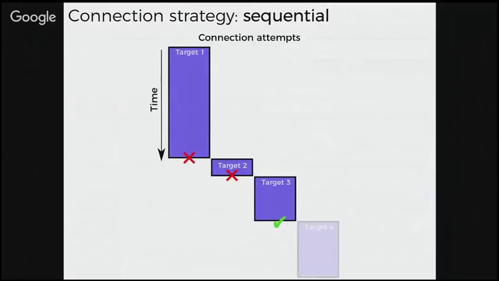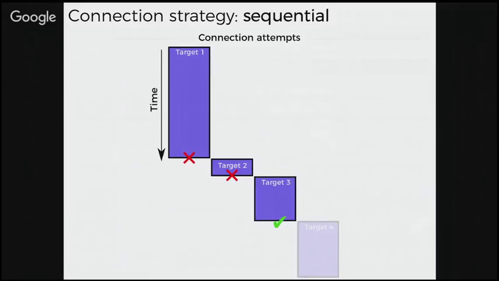There's a few different strategies we could do to handle all these different connection things. So one is you just go through them one at a time, right? So you try the first one and then you wait and okay, that one failed. Let's try the second one, that one failed, third one. Great, that one worked, stop there, we can move on.